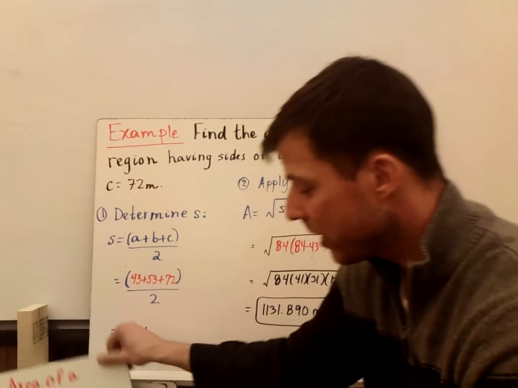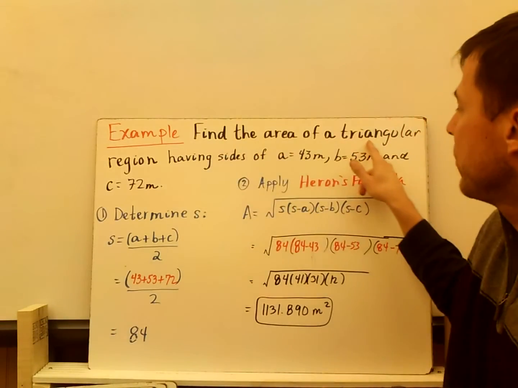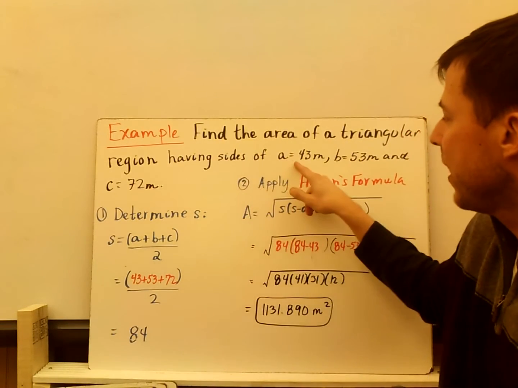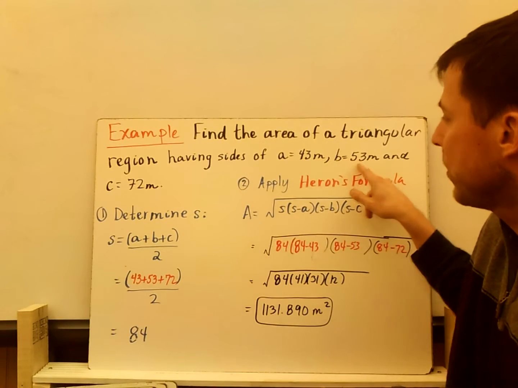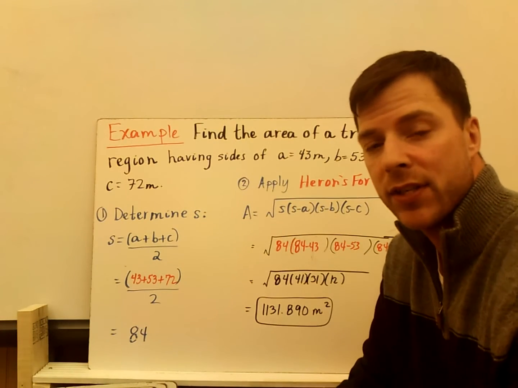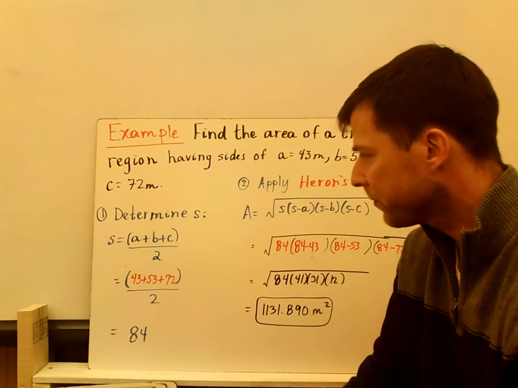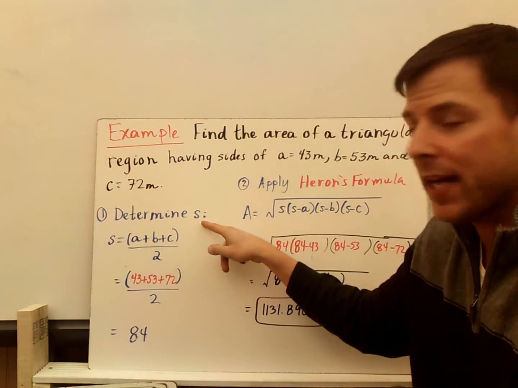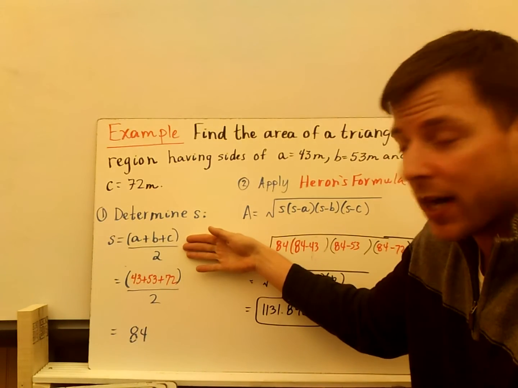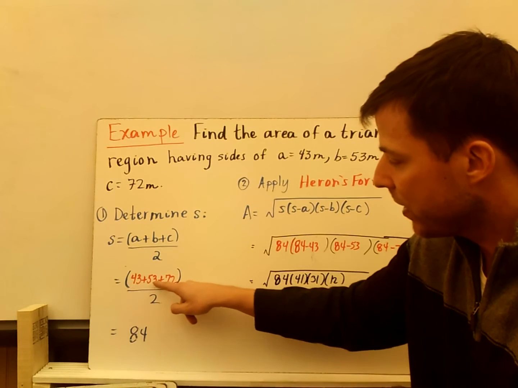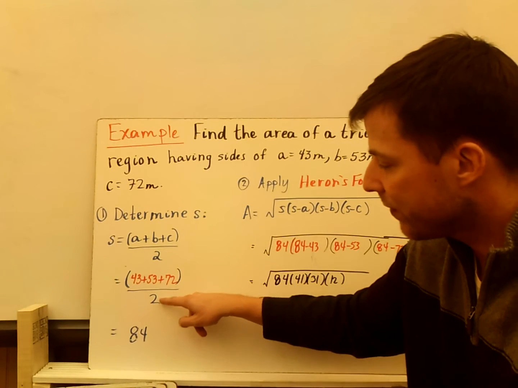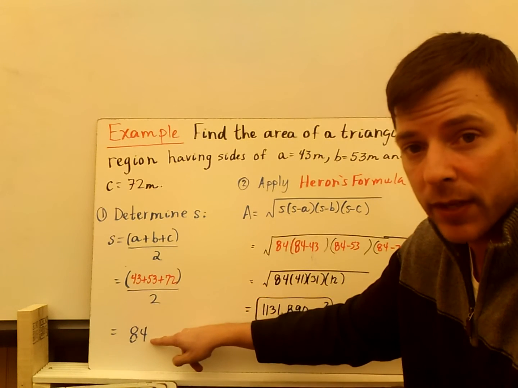So here's an example using Heron's formula. Find the area of a triangular region having sides of a equals 43, b equals 53, and c equals 72 meters respectively. So part one, I want to find s. So I write my expression for s, and I plug in a, b, and c. I add them together, and I divide by 2, and I get 84.